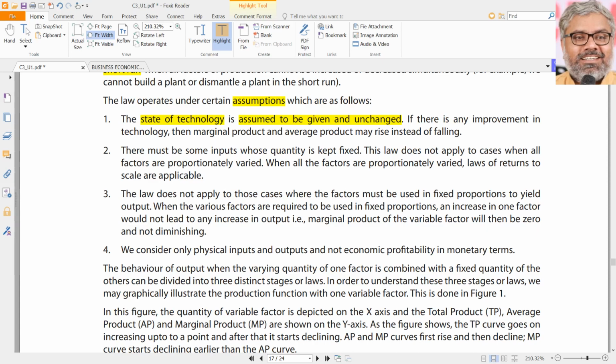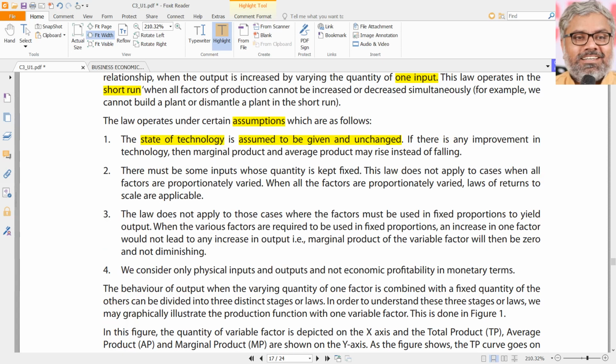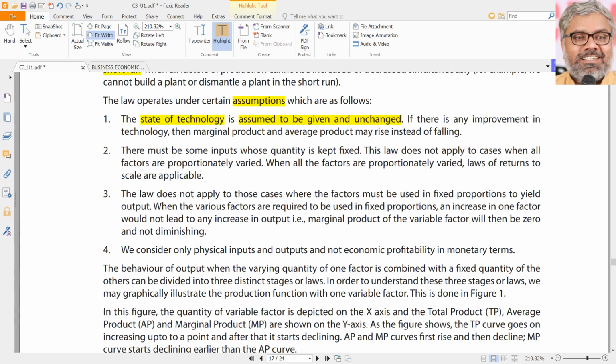So if at all there is any change in the technology, then the marginal product and average product may have a different tendency. They might even rise instead of falling. So this law will not hold good when the state of technology changes. That is why the state of technology is assumed to be constant.